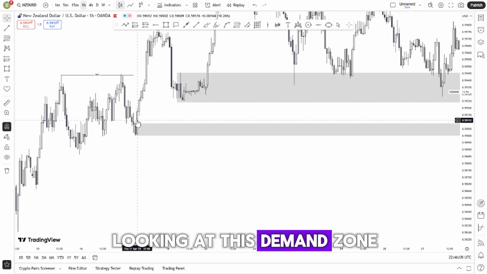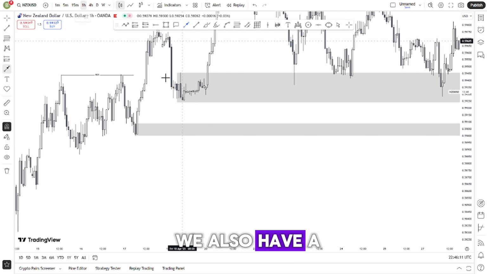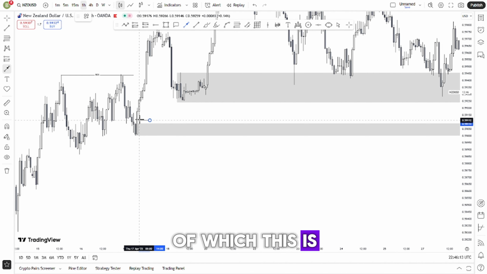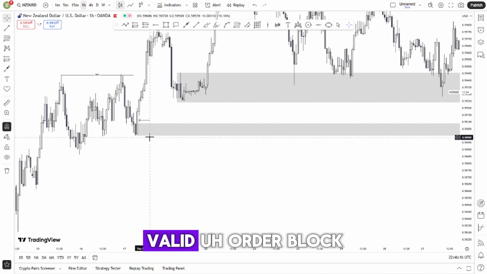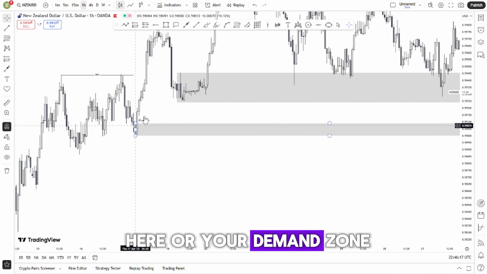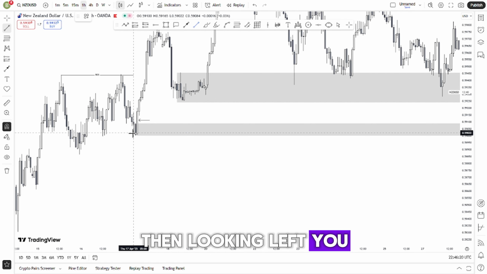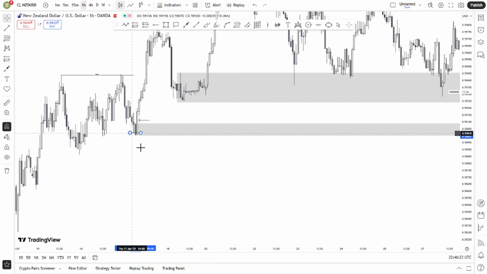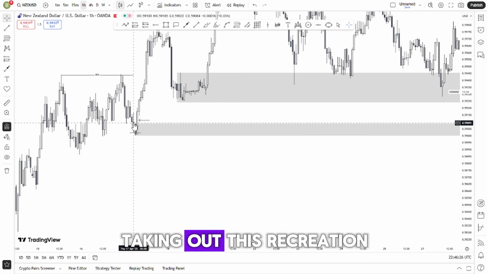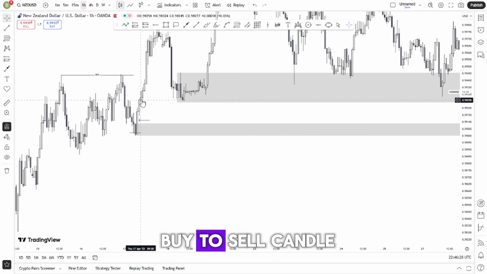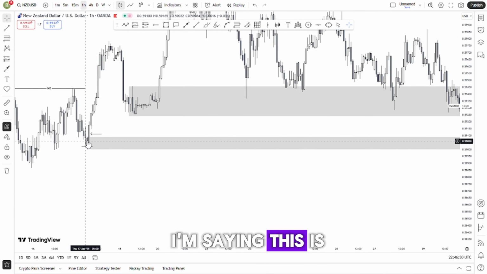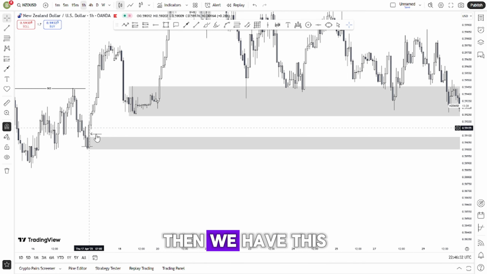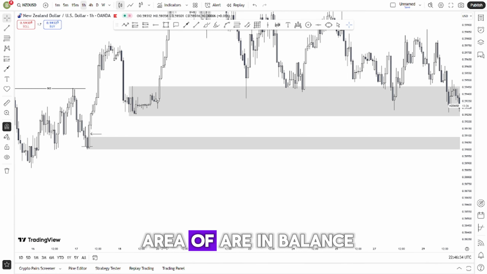Then looking at this demand zone, you can see that we also have a fair value gap here, of which this is a valid order block here, or your demand zone. Then looking left, you can also see that we had the sweep of liquidity around here, the sweep of liquidity here, taking out this weak creation buy to sell candle. So that is why I'm saying this is a valid order block. Then we have this area of imbalance.